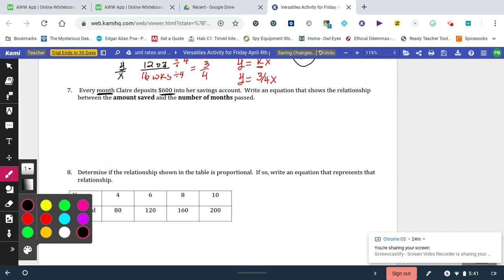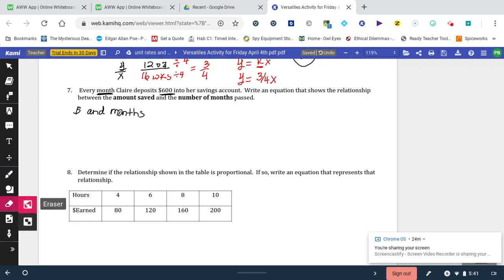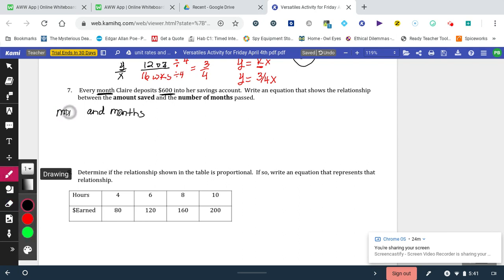So it's money and months are units. And let me just take that off instead of the dollar sign. I'll put money. Okay, so months is our X because it's the unit of time. Therefore, the money is our Y. And when you take Y and divide it by X, you're going to get the unit rate.